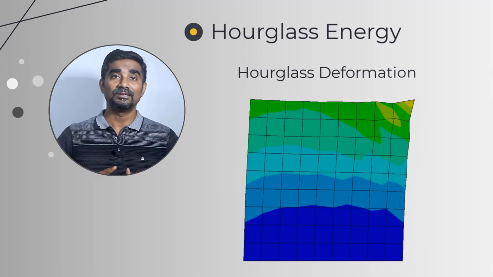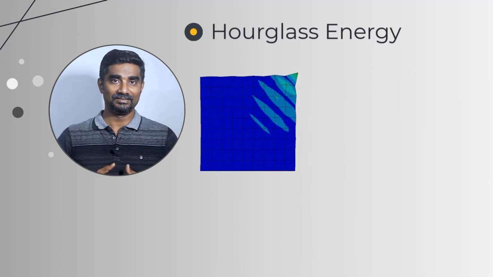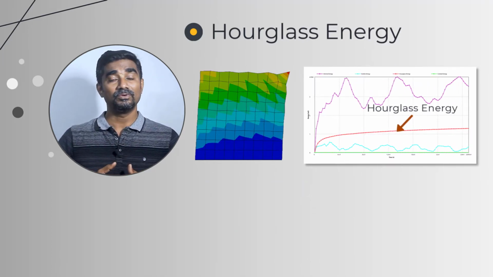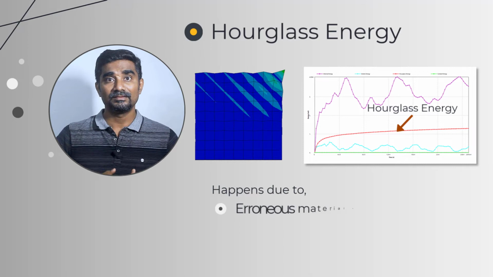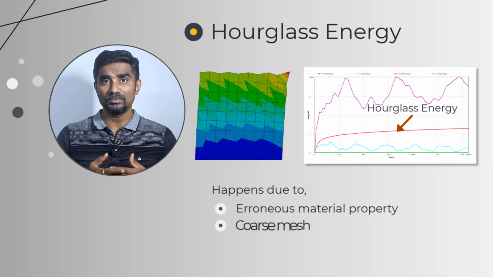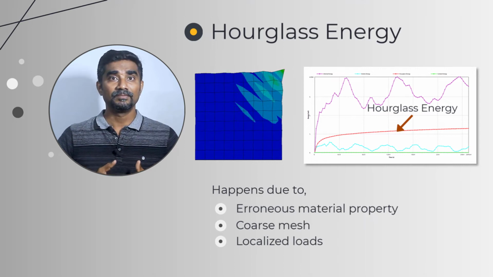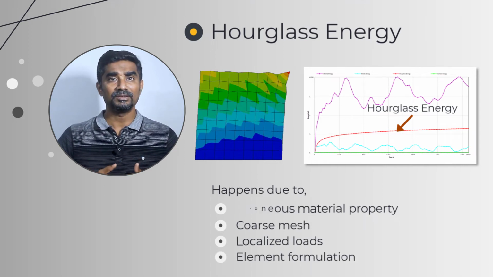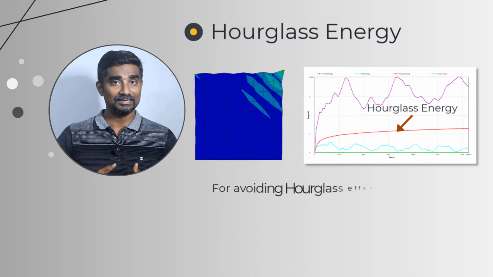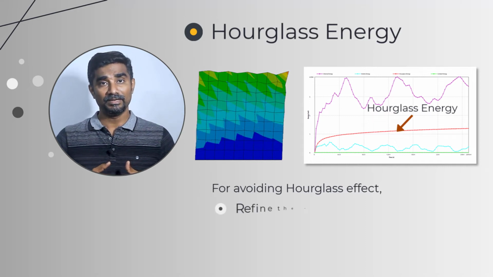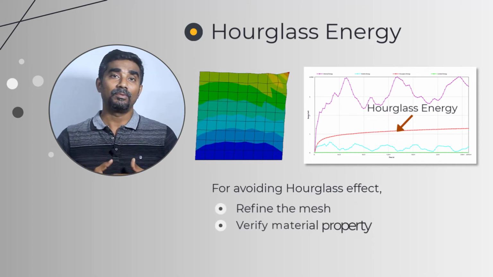Such mesh distortion is called hourglass deformation. The hourglass deformation could be introduced by erroneous material property data, a coarse mesh, loading that is localized to a node or edge, and even the choice of element formulation. For avoiding hourglass energy, we can refine the mesh and verify the material property data.